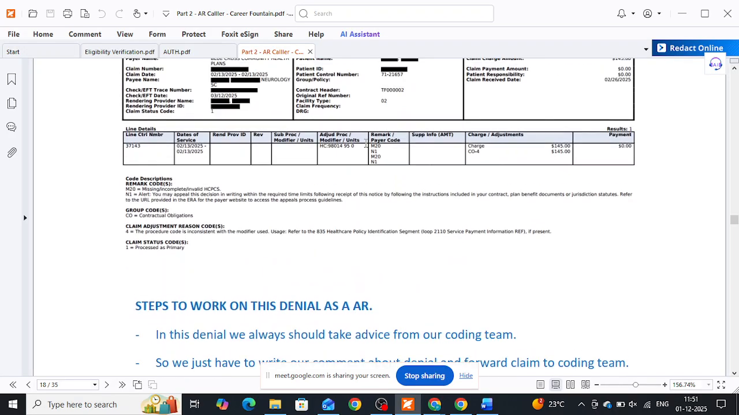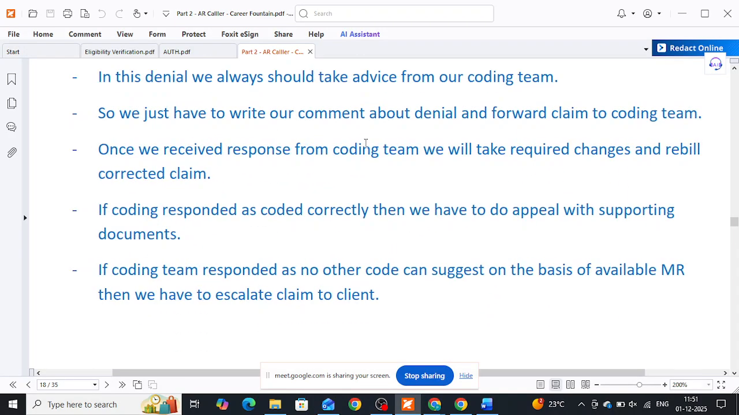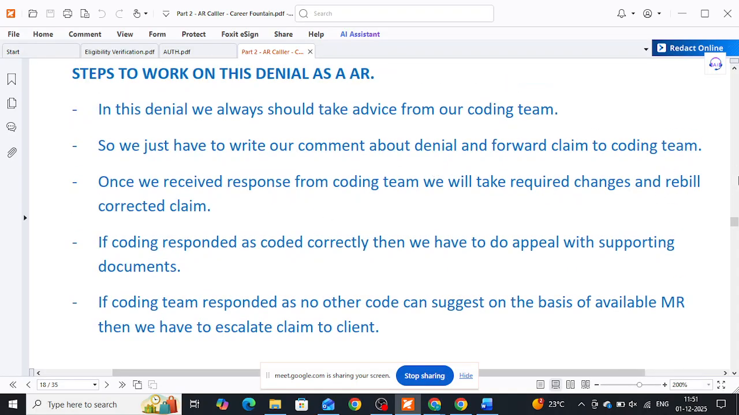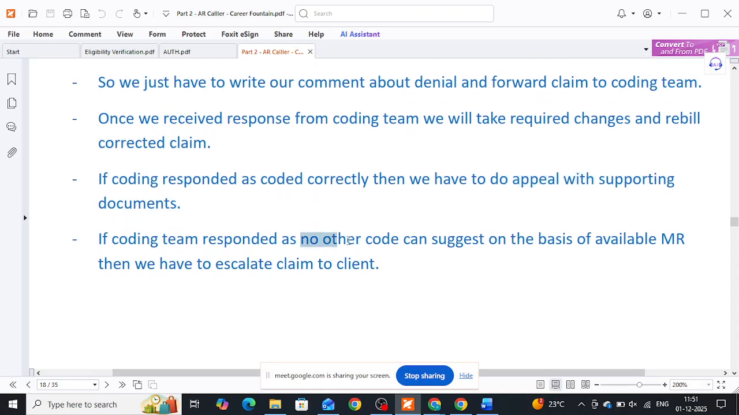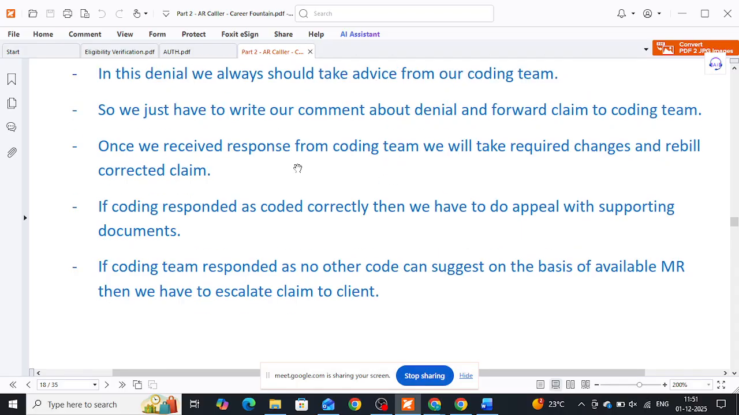Later we will receive a response. Maybe the coding team responds with some changes to do, and accordingly we will make them and resubmit the claim. Maybe they will respond that it was coded correctly. Then we don't have any option to make changes, so we have to appeal only if they say coded correctly. If they say that no other code can be suggested on the basis of the available medical record, then we have to escalate that to the client, saying our coding team doesn't have enough medical record to make the decision on another code. So these are the three cases.